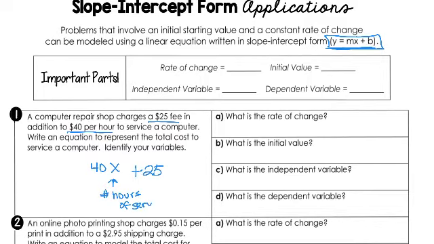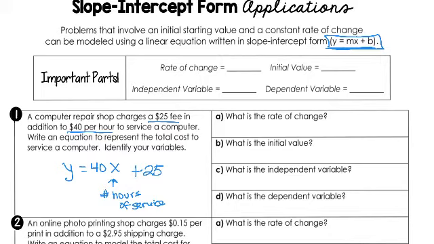So if Mrs. Evans takes her computer in and has her computer serviced, and it takes 2 hours for them to do the work, then you multiply 2 times the $40 per hour, and you get $80, plus that $25 fee, you'll get a total of $105, or Y, the output, the total amount of money it's going to cost me to have my computer serviced.